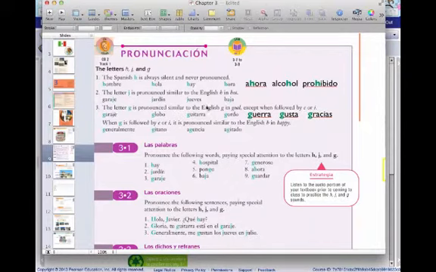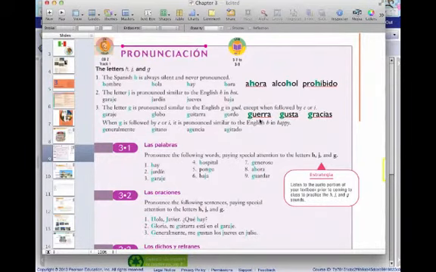So we have the sound G, as in garaje, globo, guitarra, gordo, guerra, gusta, gracias. Notice the word guitarra, you have G-U-I, and in the word guerra, you have G-U-E. When you have those two combinations, G-U-I and G-U-E, the U is silent. So you're going to say guitarra and guerra, only when it's G-U-I and G-U-E.